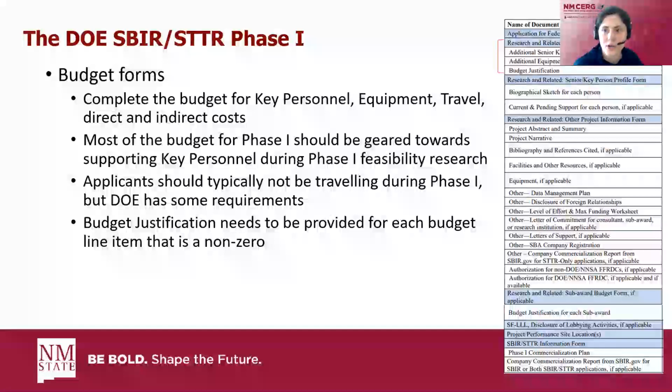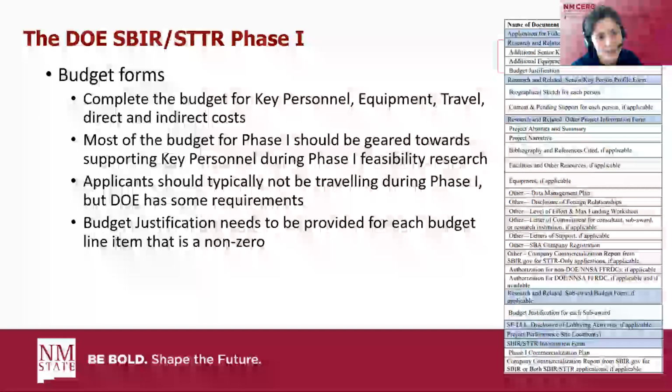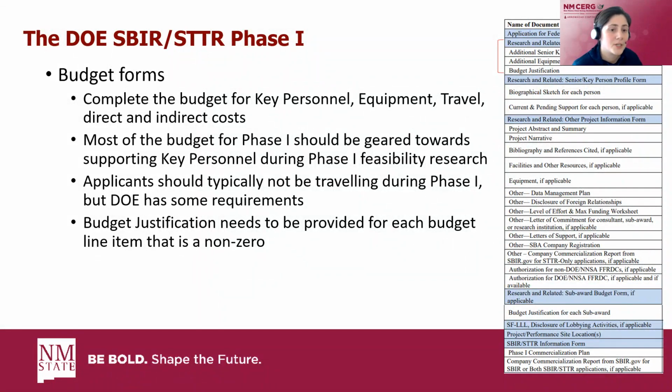Okay, so the first set of R&R forms are going to be budget related. So for the budget forms, there are templates within grants.gov for you to use. Make sure to complete the budget for all key personnel, any equipment you'll be using, traveling, and any direct or indirect funds. Most of the budget for phase one should really be geared towards supporting key personnel for that phase one feasibility research. You really shouldn't be spending money on equipment, especially really expensive equipment. If there is a lot of money going toward that, DOE is going to look at your budget and ask some questions.